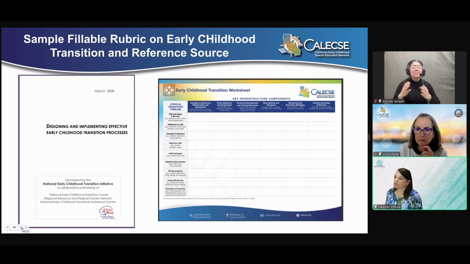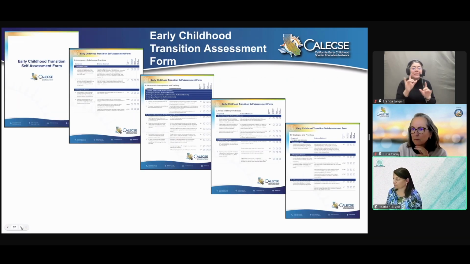So here's a tool that you can use in your area to evaluate your infrastructure. And part of that early childhood transition self-assessment, these are the different components of that transition. And as different agencies, really reflecting on where you are and what practices you need and what would work in your area. So this is a starting point, but you may also find you might need to self-reflect.